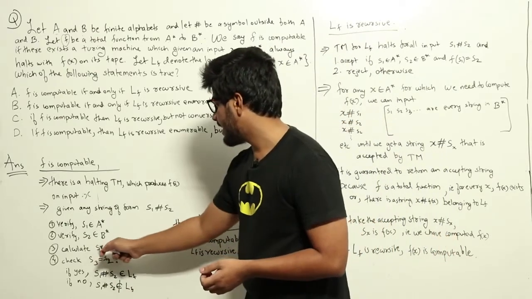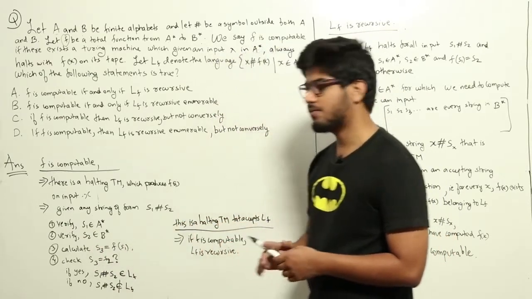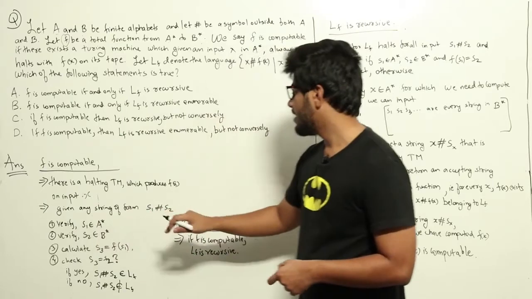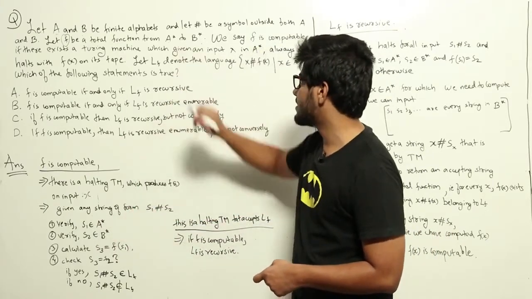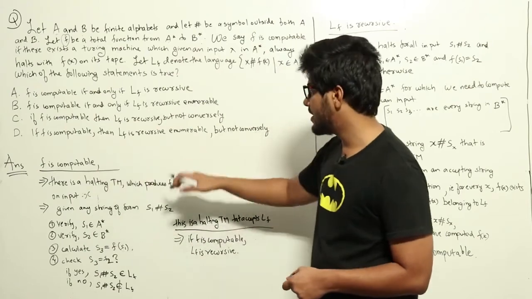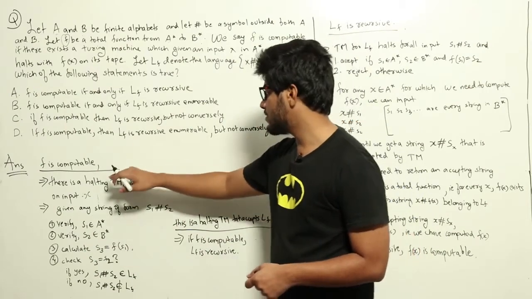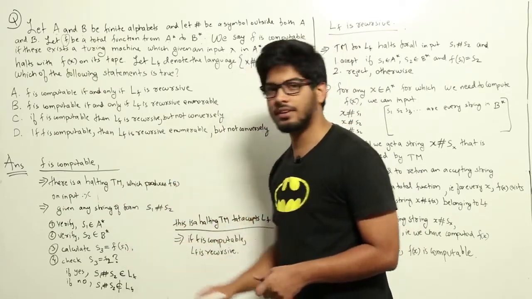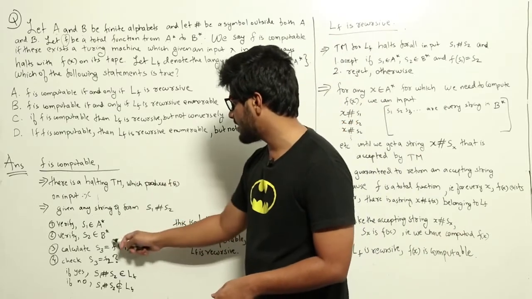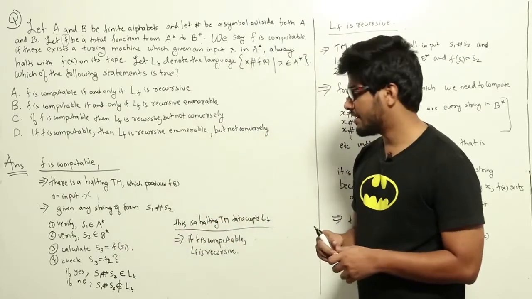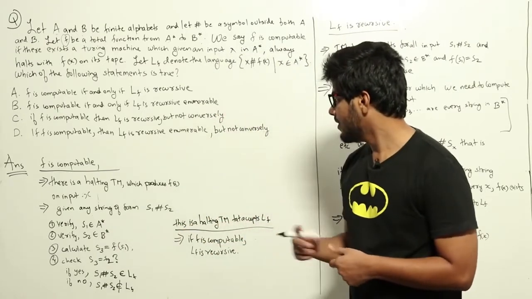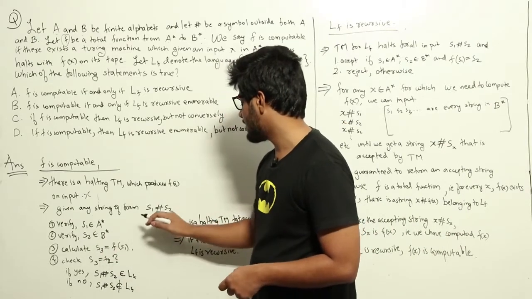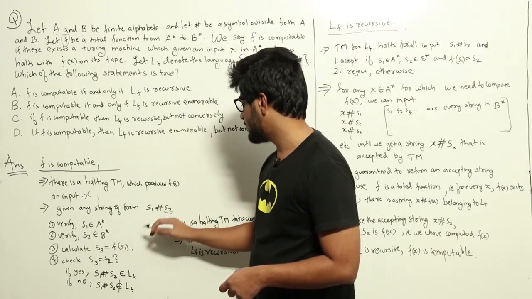And then calculate the string s3, which is equal to f of s1. Now we know s1 belongs to A star, that's what we have verified here. Since f is computable, we can give the string s1 to the Turing machine that computes f, and it will give us an output which will be f of s1. Let us call this string s3. Now check if s3 is equal to s2. The string we got, f of s1, compare it with s2 and check if both are equal.